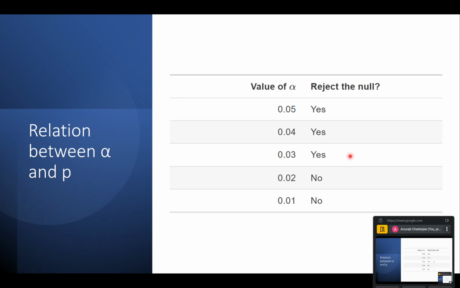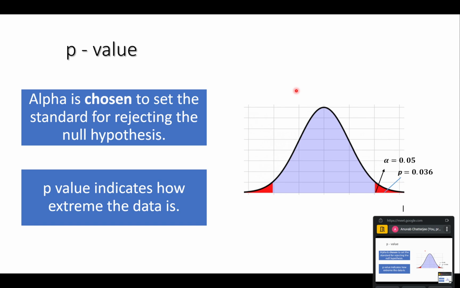So as I said, you do this via a parameter known as the p-value. The p-value determines if your particular experiment or study has values in those critical regions or not. So first you have to decide on the value of alpha. So I can show it to you easier here. Alpha is chosen to set the standard for rejecting the null hypothesis. So how much should the entire distribution be skewed for you to either accept or reject the null hypothesis?